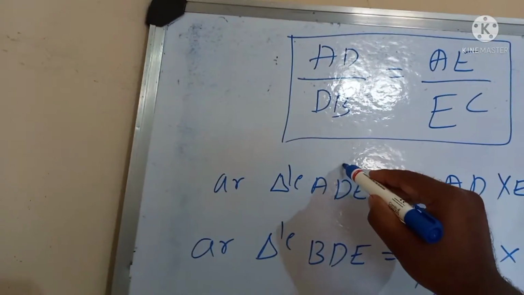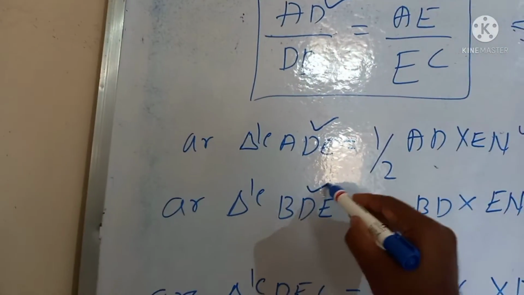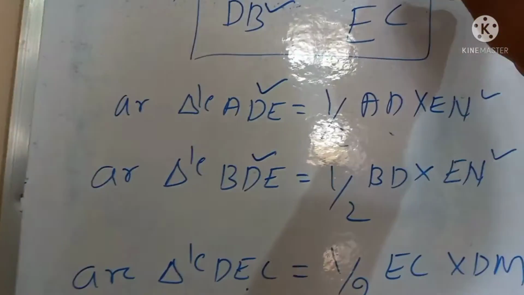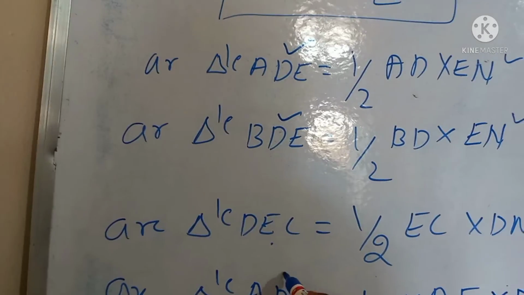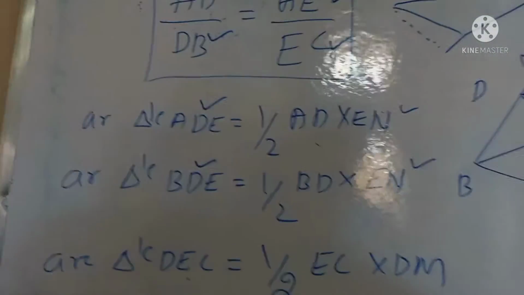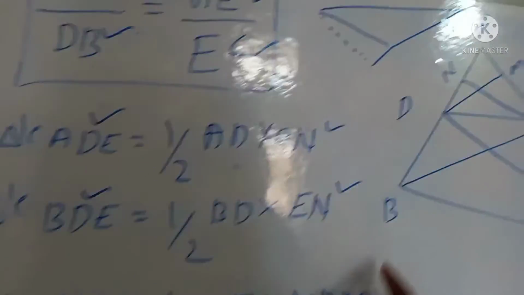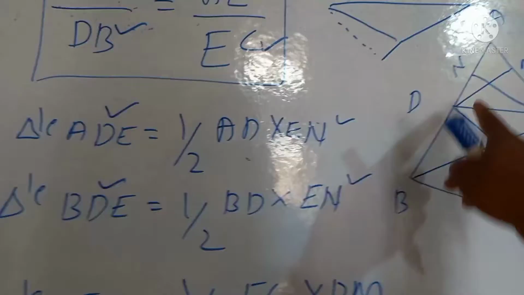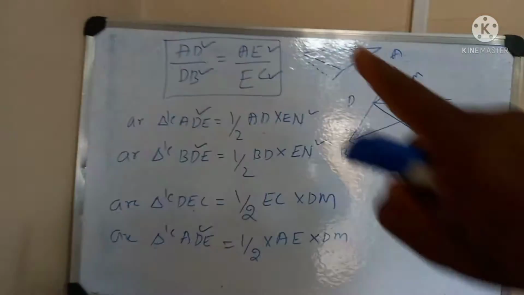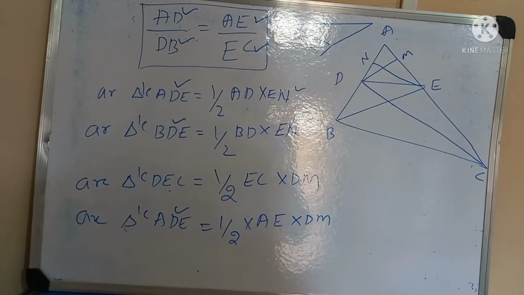So here I choose ADE because AD is the base here. I choose BDE because BD is the base here. I choose DEC because EC is the base here. I choose ADE because AE is the base here. So in an obtuse triangle we are getting the height like this, so I took DM here and EN here. Okay, next, depending upon the ratio, I am taking the area of the triangle ratio.